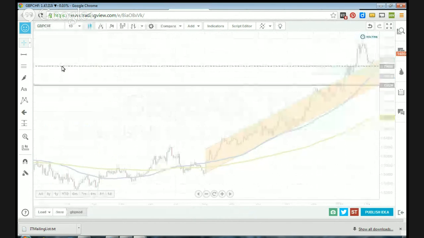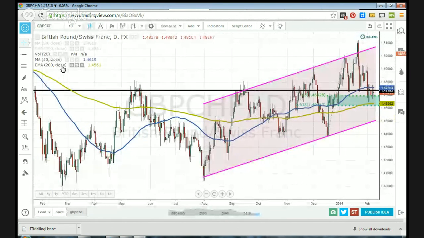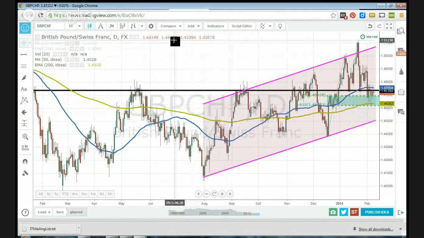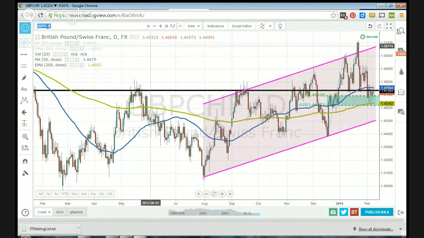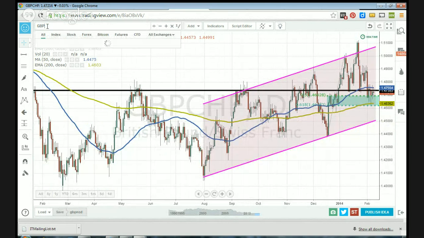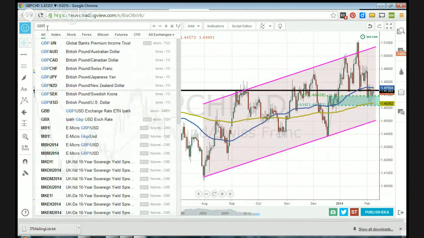Pound Swiss. Okay. Still in the middle of that trading range. I find the huge ranges on this to be a little distorting, but we're in this channel. I really wouldn't want to trade it. Maybe if it fell to the bottom I could see myself buying, maybe. But in any event, I'm not 100% confident in that.